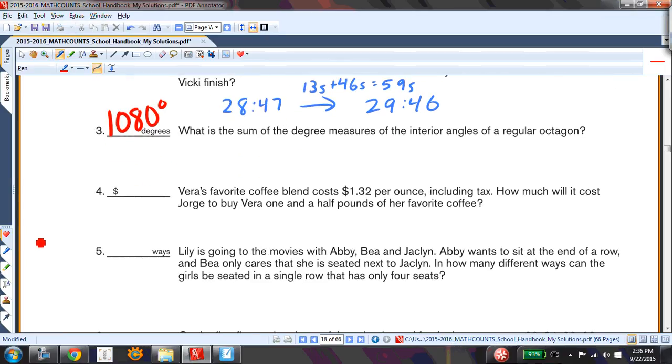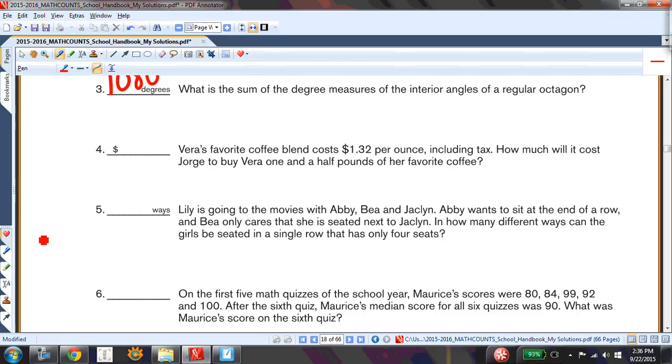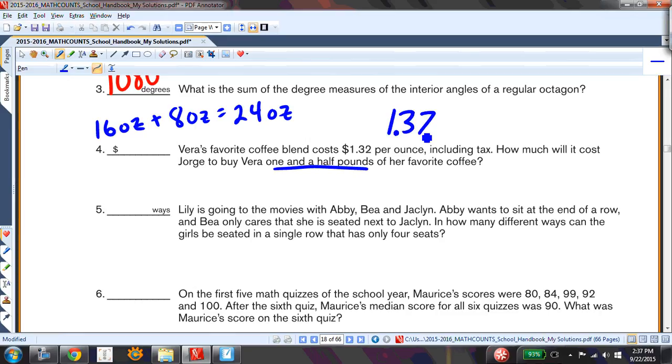Vera's favorite coffee blend costs $1.32 per ounce, including tax. How much would it cost for George to buy Vera 1.5 pounds of her favorite coffee? Okay, well, don't forget that a pound is 16 ounces, so 1.5 pounds is 16 ounces plus half a pound, which is 8 ounces, which is 24 ounces. So I'm looking for 24 ounces, and I have $1.32 per ounce. So that's the amount of money per ounce. And I'm not worried about tax because it's already included in that cost.